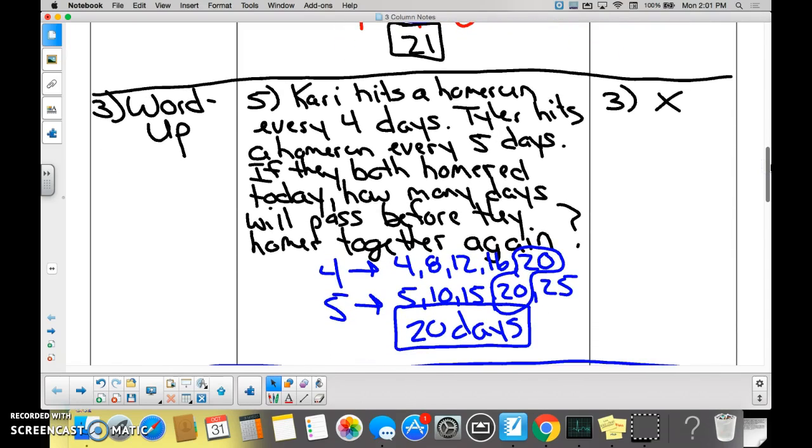Last problem we did was Kari and Tyler hitting home runs. Again, we were looking for common multiples because we wanted to know what day they would hit home runs again. You can read that problem for yourself. No cheat sheet idea for number 3 as we couldn't think of one. Any questions before we move forward?